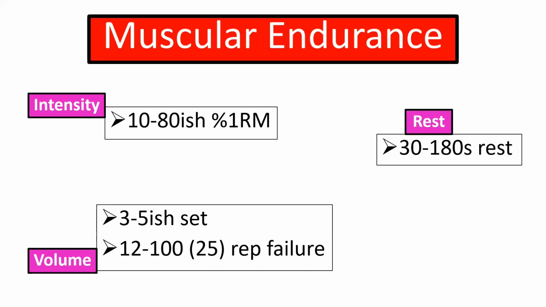And then the rest is often going to be shorter, somewhere between 30 seconds and 180 seconds or 3 minutes, depending on the intensity. High intensity, longer rest. Lower intensity, less rest. And then we can manipulate the rest to really push the endurance end of that spectrum. If we're trying to work on the strength endurance portion, we're going to need to include more rest in order to get the quality work required.